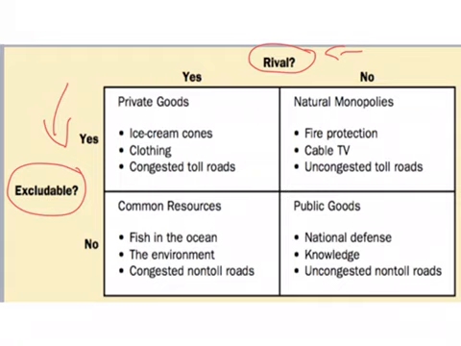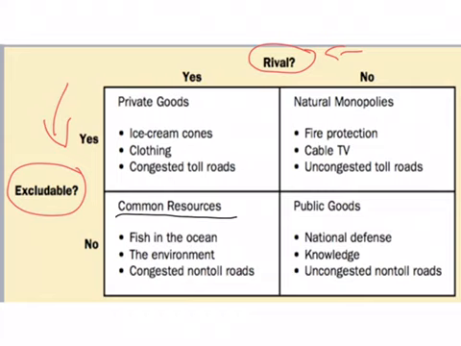All right? The next good we're going to talk about is the common good or the common resource. So the common resource is considered rivalrous because, just like in everything in reality, there is scarce supply. There's a scarce supply of fish. There's a scarce supply of clean, breathable air. There's scarce supply of non-toll roads.